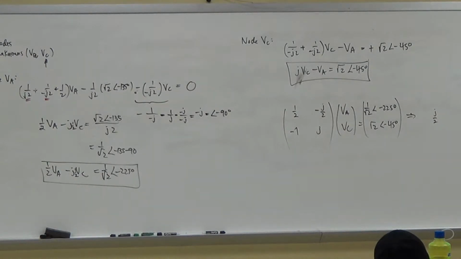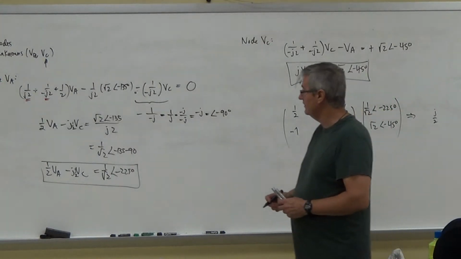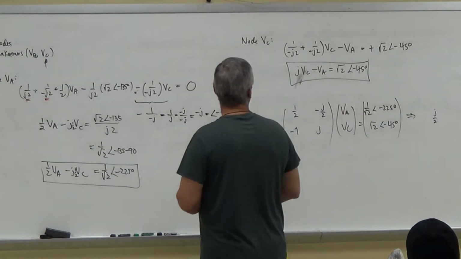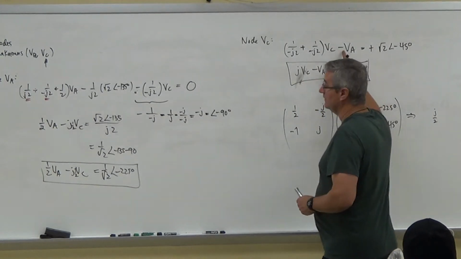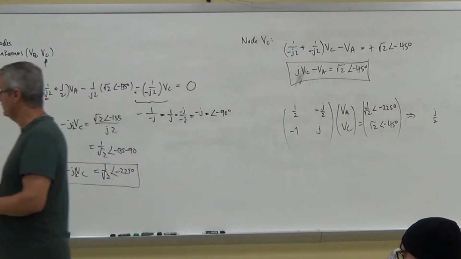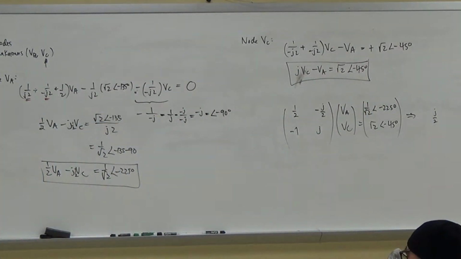Am I doing this right? How did you get negative? I'm getting 0. How did you get just negative VA? Yeah. Should be negative. Let's look at that. VA here, just j. We're talking about this right here, right? Yeah.